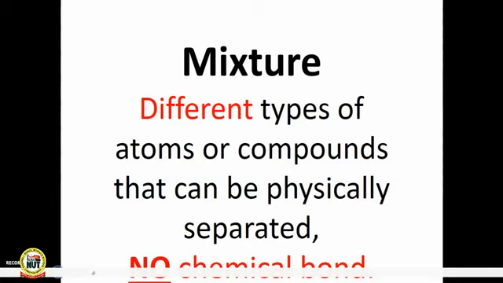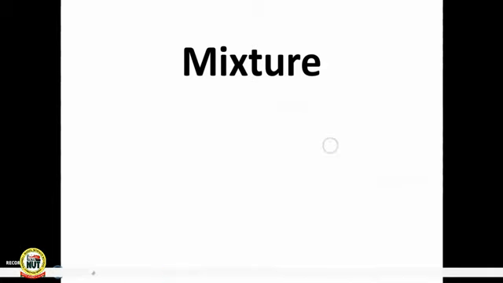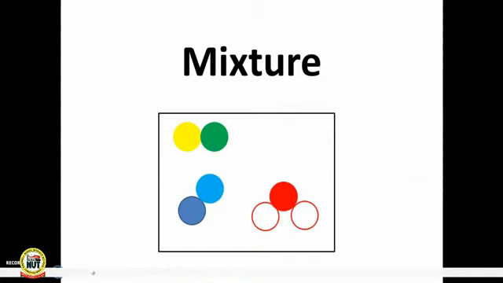However, without chemical bonds joining them together. Now let's see, is this a mixture or a compound? Or an element? You can see this is two different types of what? Atoms. From here you know this is already a compound.